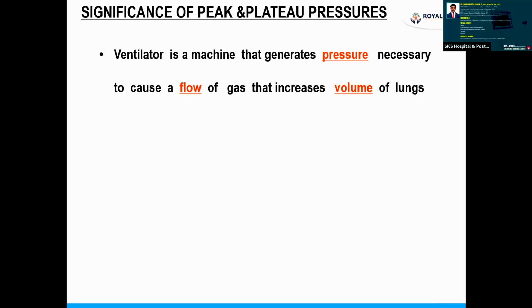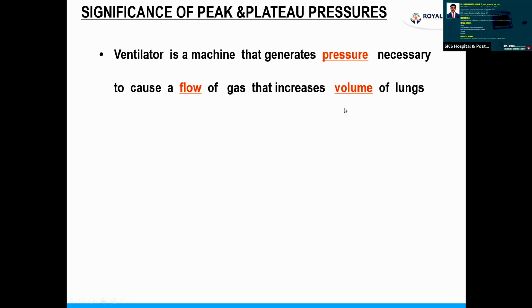As we know, a ventilator is nothing but a machine that generates pressure, which is necessary to cause a flow of gas into the alveoli and increases the volume of the lungs. Our aim is to improve the volume of the lung, the tidal volume to be pushed into the alveolus. Only when the tidal volume is pushed into the alveolus does it take part in oxygenation, in dissociation of oxygen into the blood capillaries, and it oxygenates the patient.